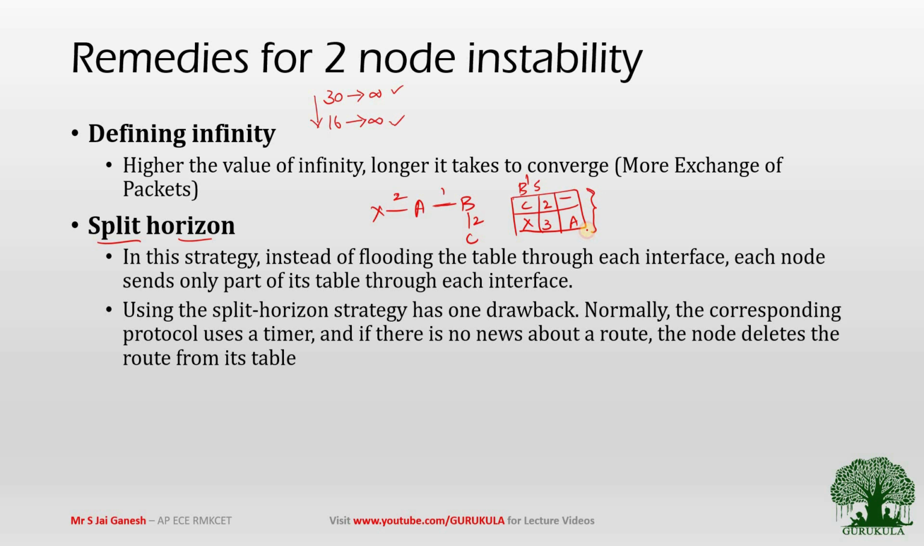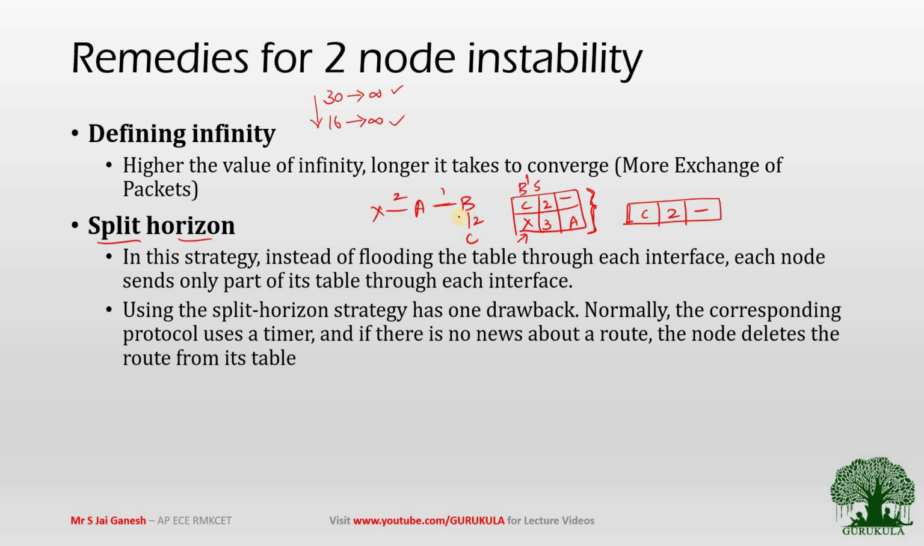So this is what will be the information which has to be sent to A for updating, right? What happens is, instead of sending this entire table, B will send only parts of its table. It will send only the value about C. It will not send about X, because B came to know about X via A, right? So it is generally common sense that A knows more about X than B knows.